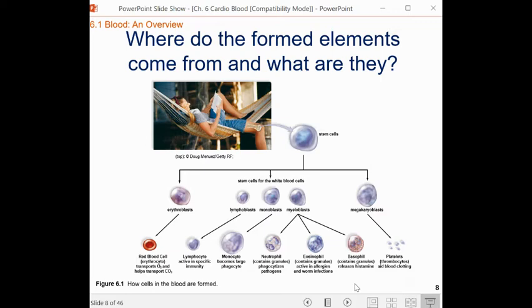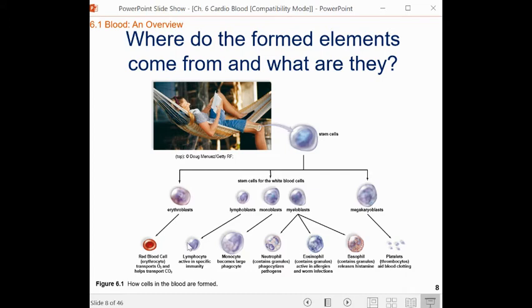Of the formed elements, they come in multiple different types. There are stem cells that live inside that red bone marrow. So you can see we've got a picture of a bone with a stem cell. These stem cells differentiate. They can turn into erythroblasts, which eventually make the red blood cells. They can turn into the megakaryoblast, which are what form the platelets. And then we have the stem cells that are for the white blood cells, the lymphoblasts, which make lymphocytes, monoblasts, which make monocytes, and myeloblasts, which make your neutrophils, eosinophils, and your basophils.